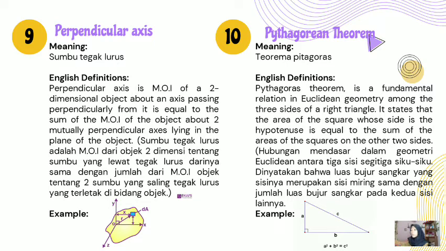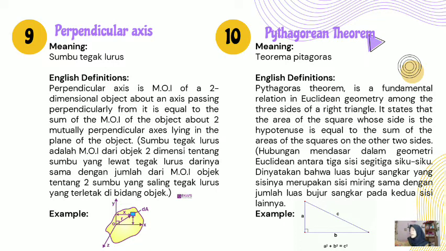Meaning is sumbu tegak lurus. English definition: the perpendicular axis theorem says the MOI of a two-dimensional object about an axis passing perpendicular to it is equal to the sum of the MOI of the object about two mutually perpendicular axes lying in the plane of the object. For example, in the picture.